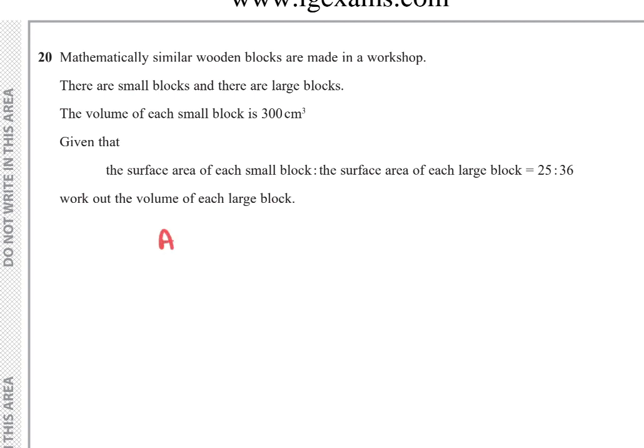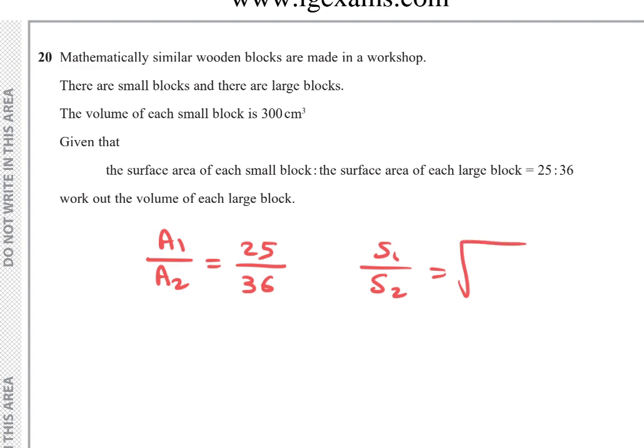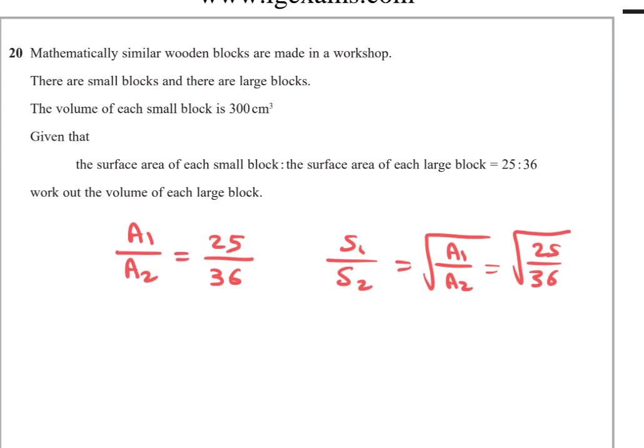We have the ratio between the area of the small to the area of the large is 25 over 36. Then we can find the ratio between their sides. Just take the square root of area 1 over area 2. So the square root of 25 over 36 equals 5 over 6.